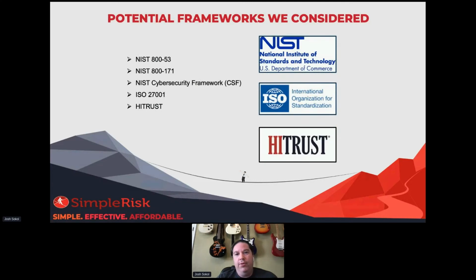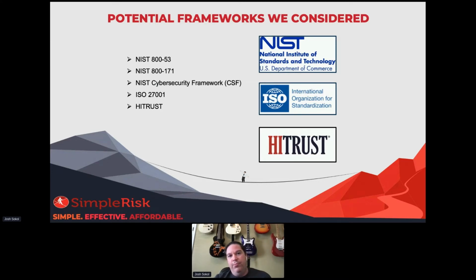So in our case, we were looking at frameworks that center around IT and cybersecurity. And we looked at NIST 853, 800-171. NIST CSF had just come out at that point, so we were looking at that. ISO 27001, we all think of that as the gold standard. Honest truth is it's probably anything but. It's pretty slim, pretty narrow. HITRUST is another one. HITRUST is proprietary along with ISO.